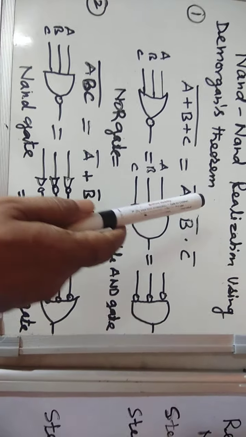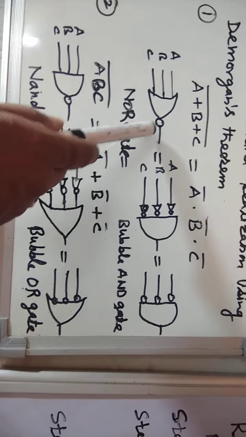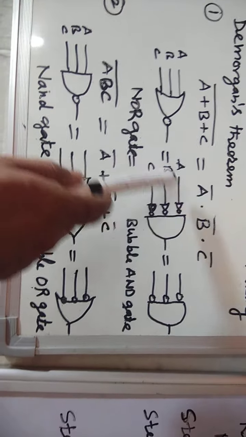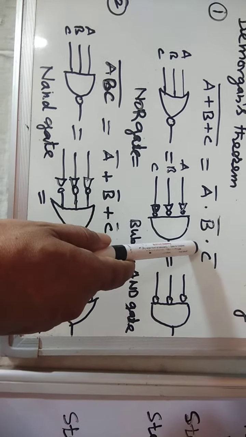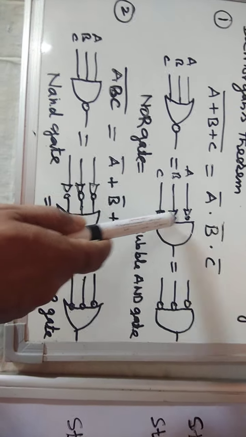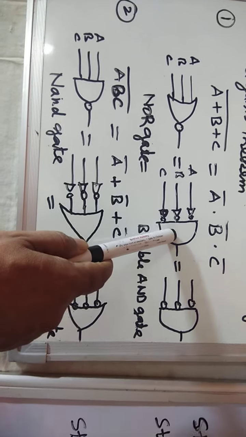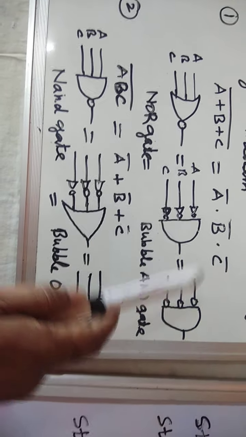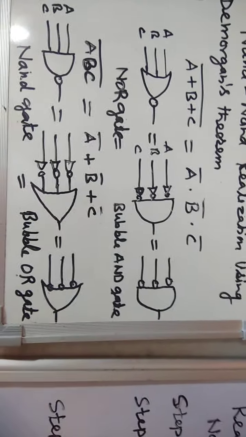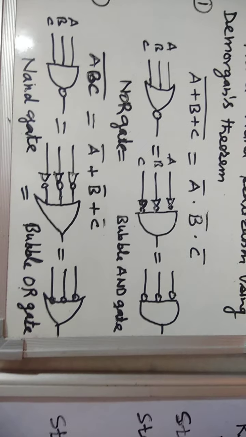When we represent De Morgan's theorem in logic gate form, we find that (A + B + C) whole bar is the NOR gate, and it is equal to A bar dot B bar dot C bar, meaning A complement, B complement and C complement. The outputs A bar, B bar, C bar are applied to the AND gate, which is converted into the bubble AND gate. When we consider the NOR gate, by the first De Morgan's theorem, we find that NOR gate equals bubble AND gate.